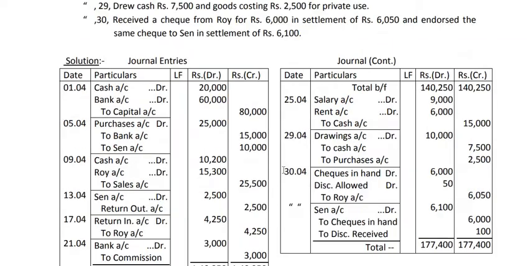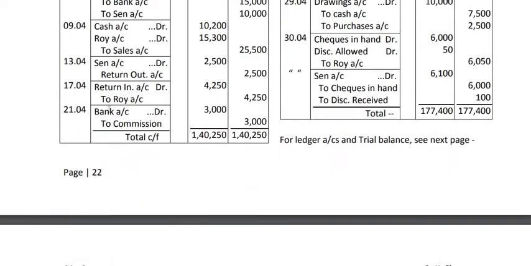Okay. Then there is one more entry of bank. This is here on 21st April. Bank account debit to commission account 3,000. So in bank account we can write to commission account 3,000.